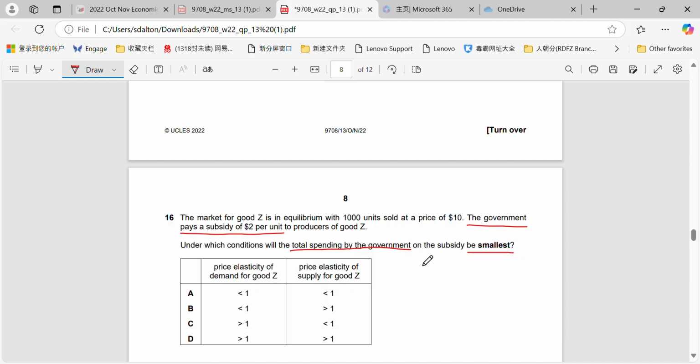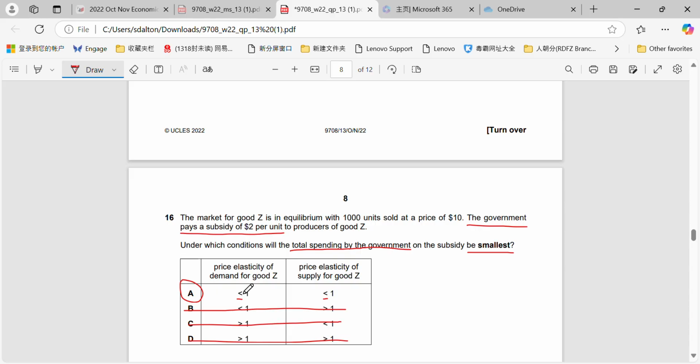Okay, so remember what we're looking for here is we're going to be looking for the ones that are inelastic. Okay, now why is that? That is because the spending by the government is per unit, right? So the greater the change in the quantity that is traded, the greater the amount that the government has to spend on the subsidy, because as the quantity increases, they're paying a subsidy of $2 per unit every time.